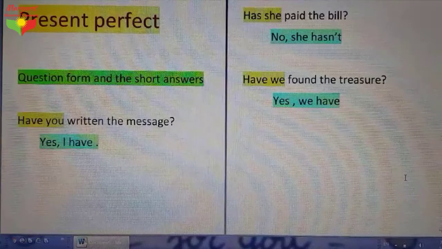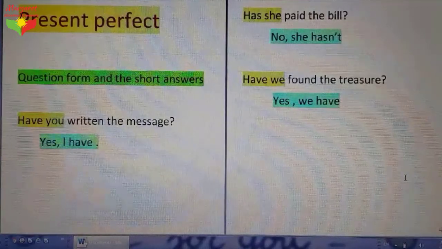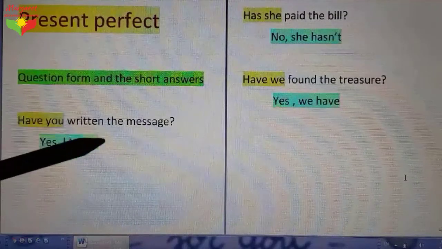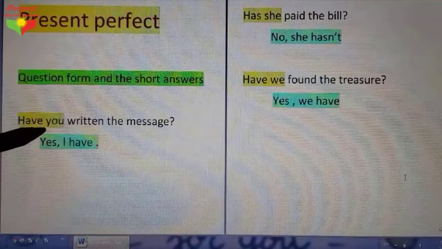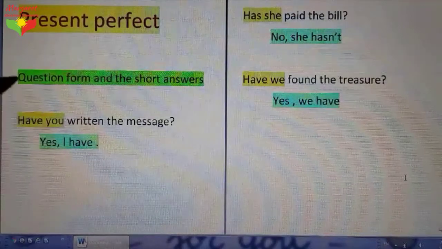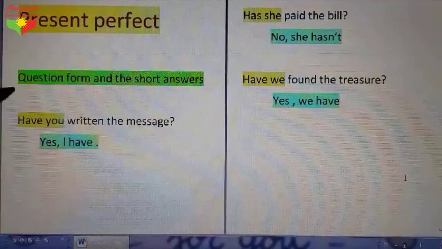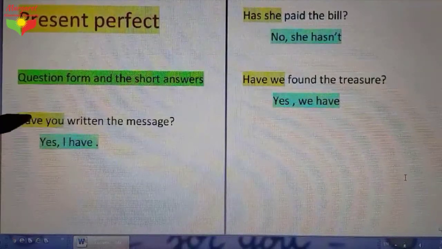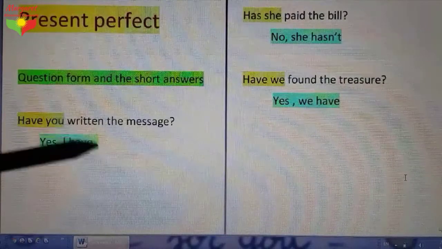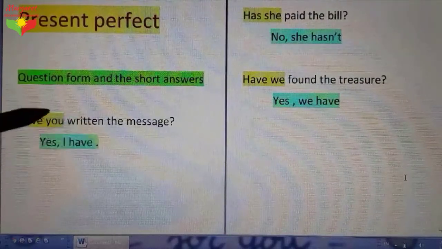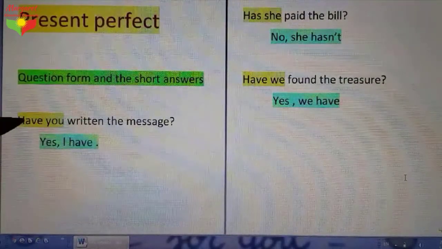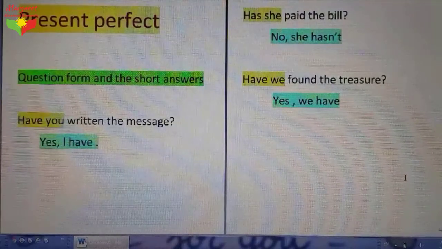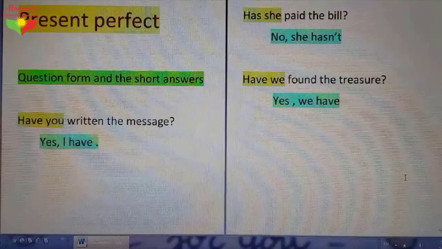Pay attention about the first example, okay? Here I have written this sentence for you and I said, have you written the message? If I change it to the affirmative sentence, it is you have written the message. Why is Have capital? Because we bring have and put it at the beginning of the sentence, and then we put the subject after the auxiliary verb have.